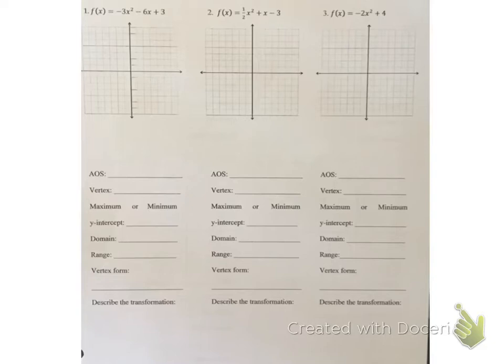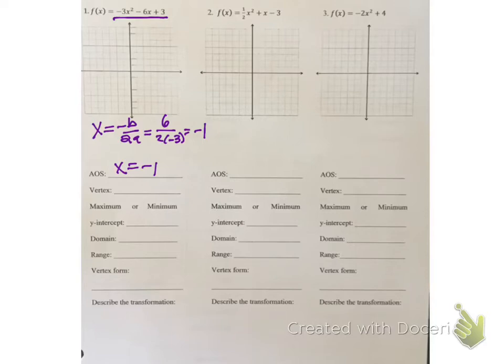Okay, so for number 1, it is in standard form. Standard form means if I want to find my axis of symmetry, then I need to find x equals negative b over 2a. In this case, my b value would be negative 6, so a negative 6 would be a positive 6 over 2 times a, so 2 times negative 3, which gives me 6 over negative 6, a negative 1 value. So axis of symmetry is always an x value: x equals negative 1.